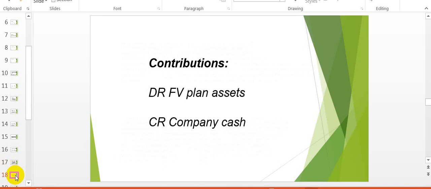In the plan assets also, you include the contribution. As you make the contribution, you are investing. So the plan assets will be increasing with the cash contributions into the investment plan. The entry will be to debit the fair value of plan assets and to credit cash.